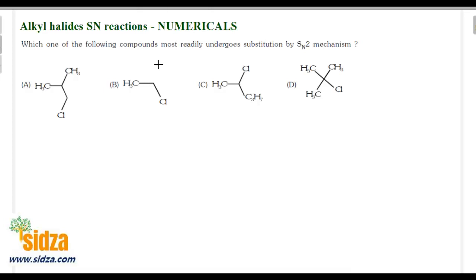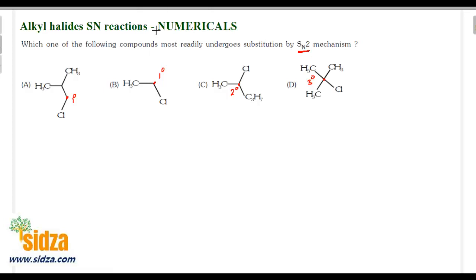Now we have different types of alkyl halides. If you look here, this is a 1 degree alkyl halide. This again is a primary one. This one is a secondary alkyl halide, and this one is a tertiary alkyl halide. The question is, which one of the following compounds most readily undergoes substitution by the SN2 mechanism?